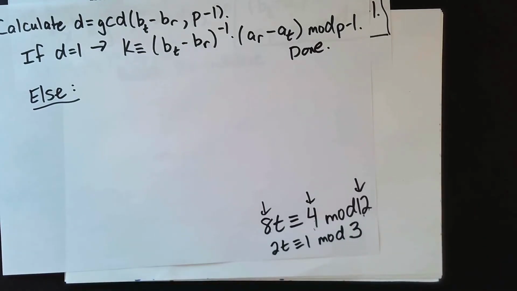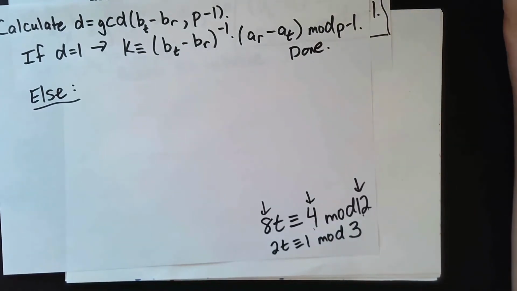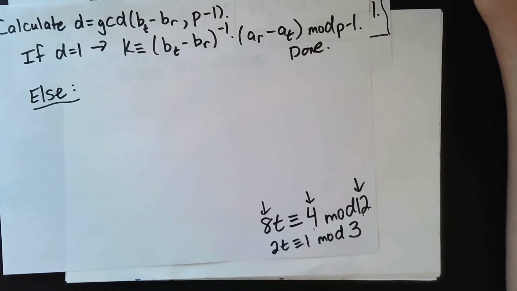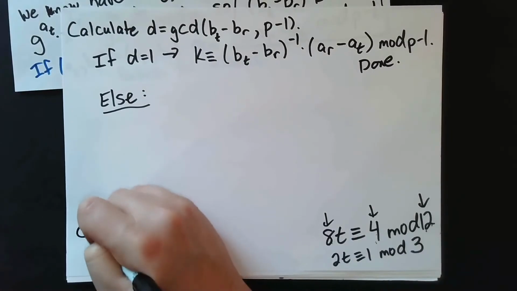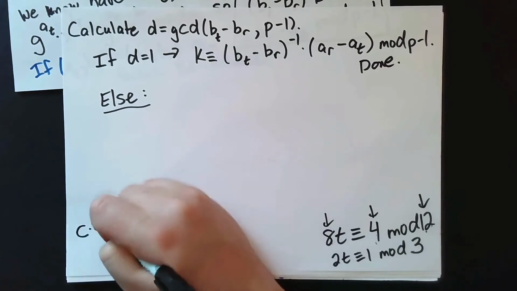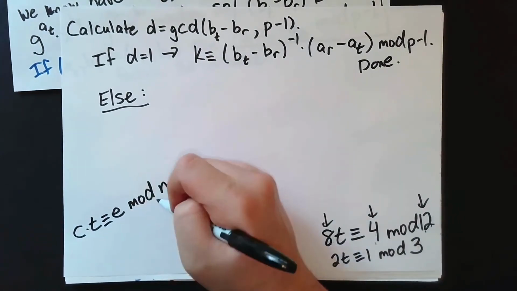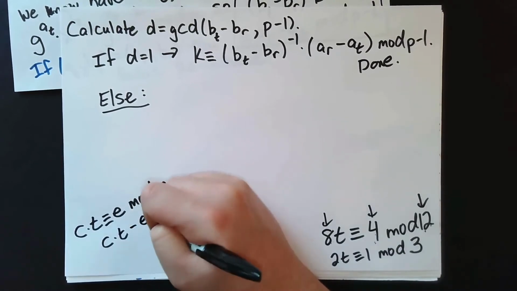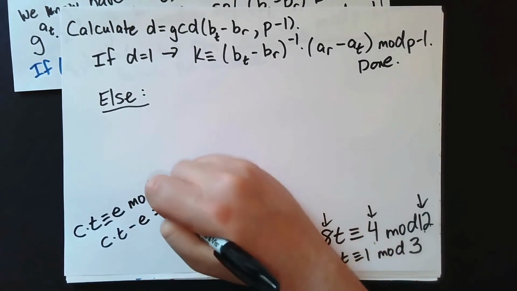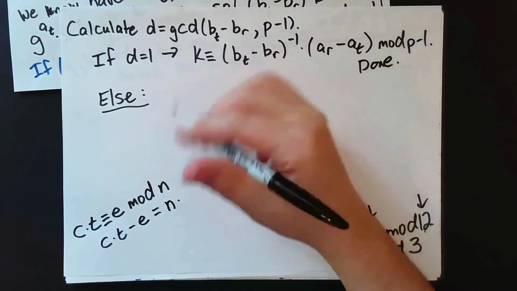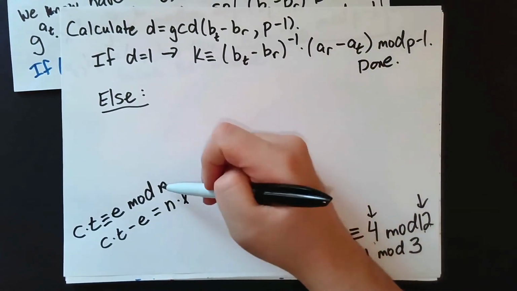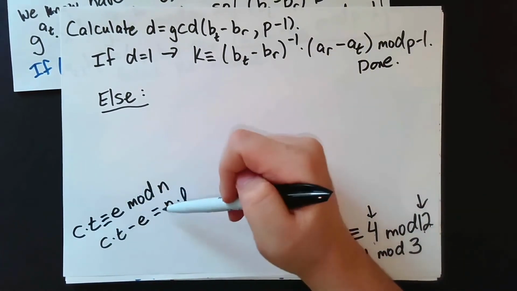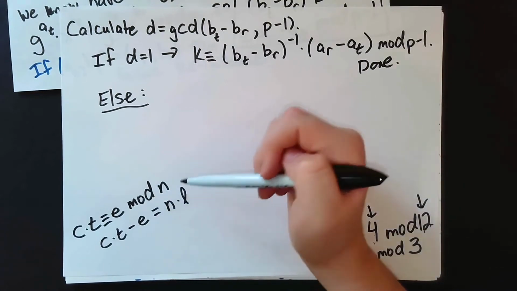So why is this true? Why is it that I can divide all of these things like this? So let's say I'm solving c times t is congruent to e mod n. Let's just write out what that means. That means that c times t minus e is equal to n times, let's say, L, because it says n divides the difference, so that says the difference is n times L for some L.